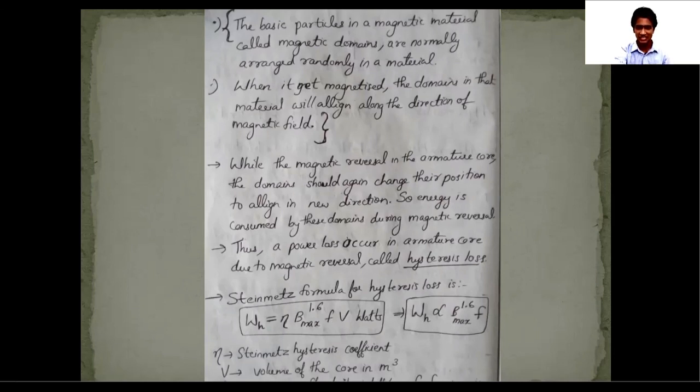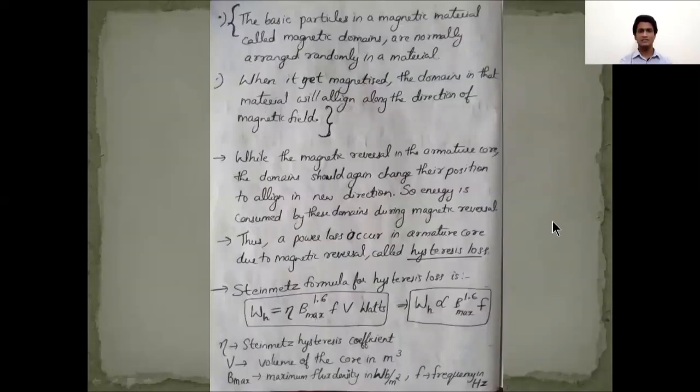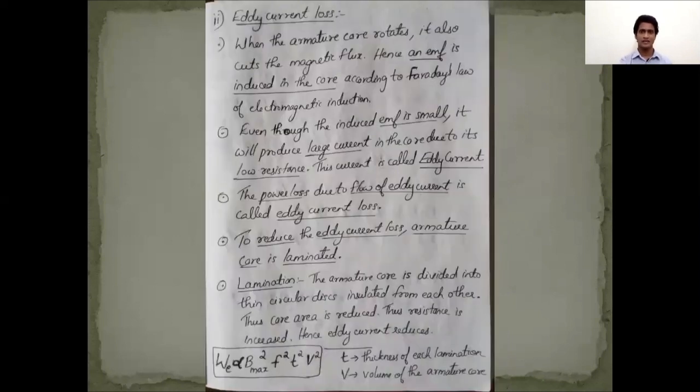So I can conclude that hysteresis loss is directly proportional to B max square into frequency. The next part of the core loss is eddy current loss. As we know, whenever my armature core rotates, it cuts the magnetic flux.